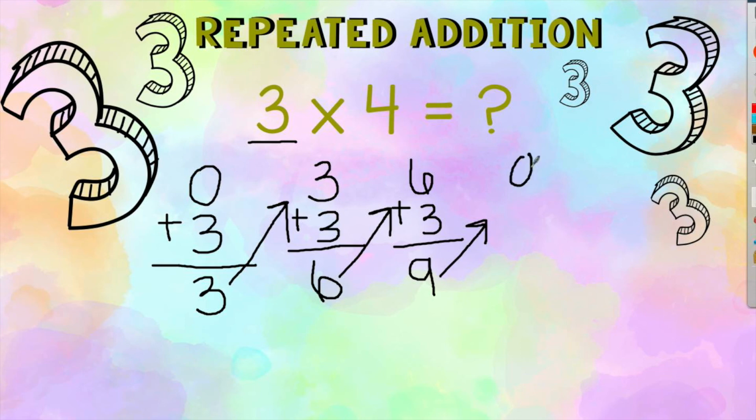9 plus 3 equals 12. Because I did 4 different problems, 1, 2, 3, 4, where I added 3, I know that the product of 3 times 4 equals 12.